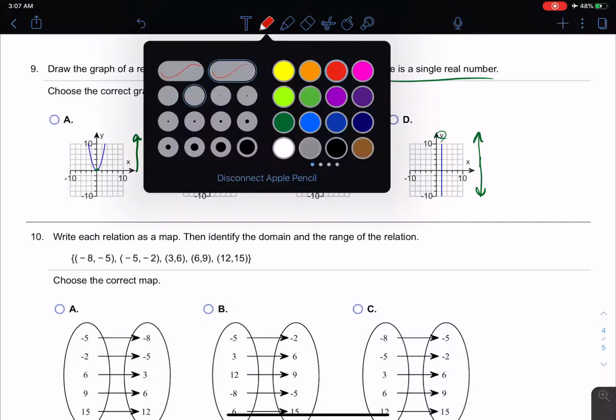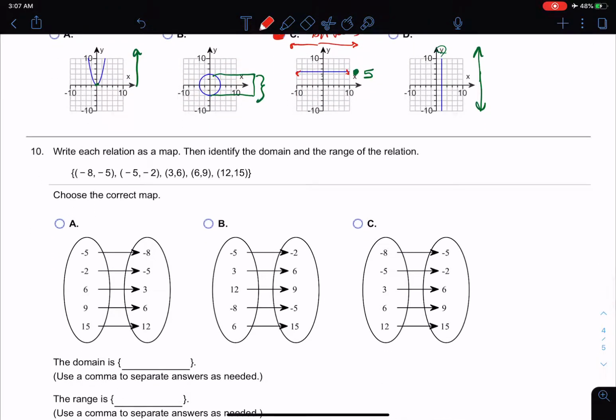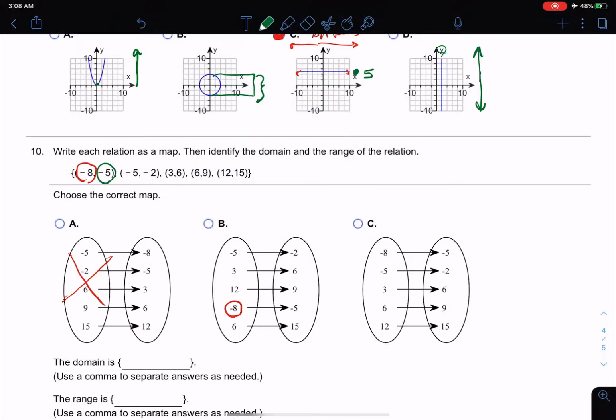All right, down to the last question. Write each relation as a map, then identify the domain and range of the relation. Okay, we have to figure out which one of these maps. So, of course, we'll go with our -8. We have to be able to find -8. And I don't even see a -8 in this domain, so that's not going to work. On option B, there's a -8 there. What does this guy go to? -5. And it does, -5.